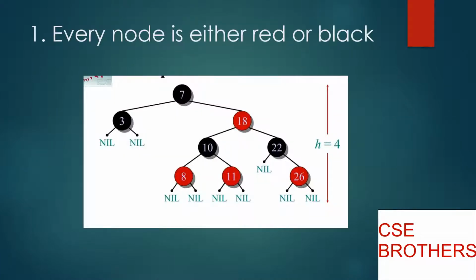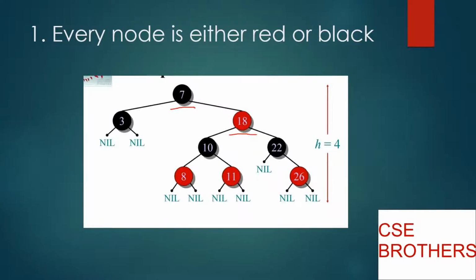The first condition for a red black tree is that all the nodes of it must have color either red or black. There are no possible colors for nodes other than red or black. We can see over here that the node 7 has color black. Likewise 3, 10 and 22 have color black, while 8, 11, 12, 26 and 18 have color red.